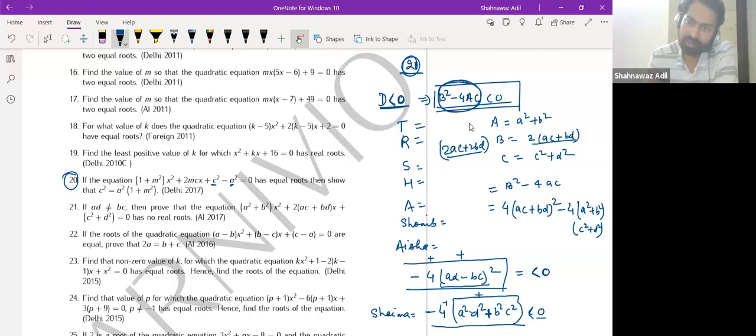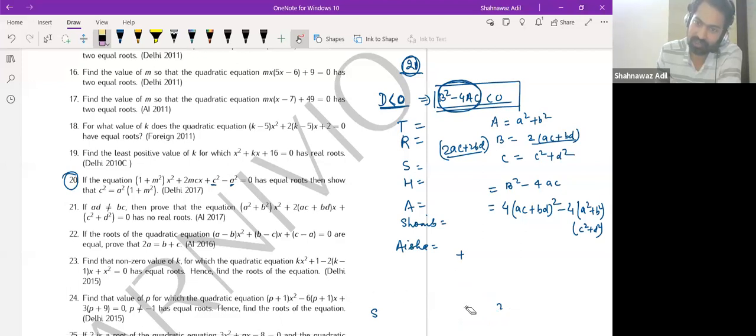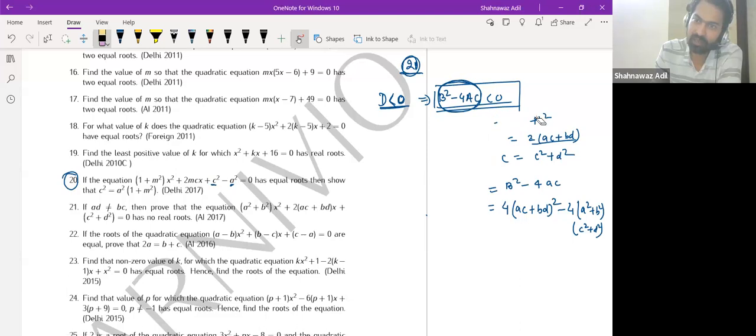Okay, let us do this. Aisha, Shweb, Amar, Harshid, and Tala, what about you? Sir, I'm getting minus 4 and then AD minus BC, the whole square. Okay Shaima, we have a majority here, right? So let us solve this question, guys. Good. So at least you guys tried and you know what we need to do, right?